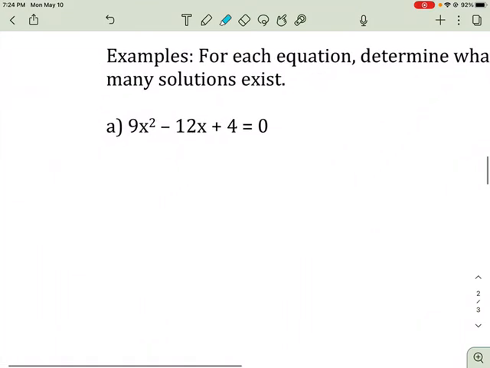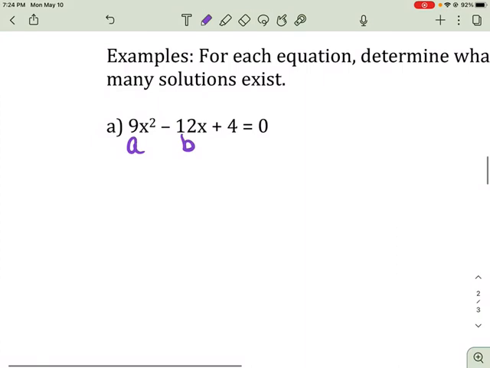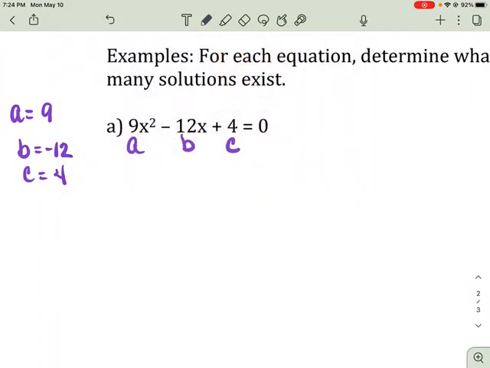All right, so here we have 9x squared minus 12x plus 4. Again, we're looking for a, b, and c. So on the side here, a is 9, b is negative 12, and c is 4. Now, after a while, you probably don't need to do that, but I always feel like it's a good idea to say who's a, who's b, who's c, so we don't put the number in the wrong spot.